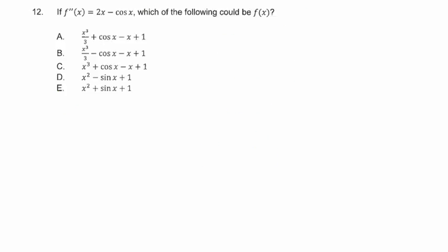Next, 12. If f prime of x equals 2x minus cosine x, which of the following could be f of x? There are different ways of doing this. You can take the derivative of each of these answer choices until you find your starting point. But I'm going to go ahead and use the antiderivative for this. And for that, we're going to say that f of x is equal to the antiderivative of f prime of x dx.